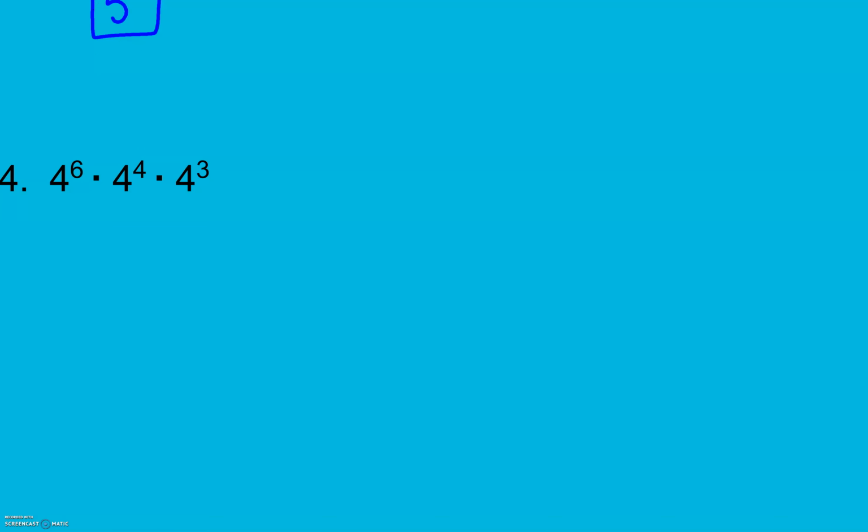It doesn't matter how many things that we're multiplying as long as they have the same base. So here, since my bases are all 4s, I can keep that base. And since we're multiplying between all of them, I can add all my exponents. So I can take 6 plus 4 plus 3. It's going to give me 4 to the 13th power.